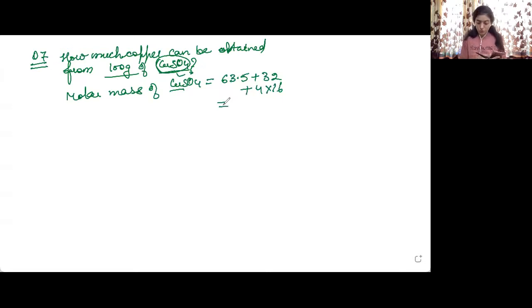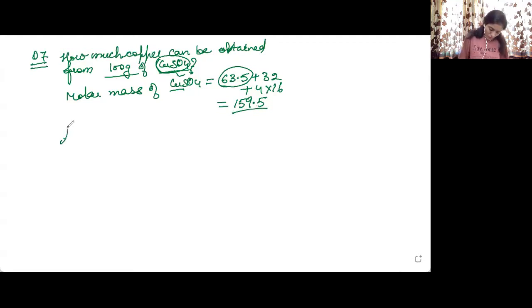It is very important to know the atomic masses. Sometimes you are given in the question, but mostly it will not be given. So you need to know what are the atomic masses of the various elements. It comes out to be equal to 159.5. So the molar mass of copper sulfate is 159.5. Okay. So now in this 159.5, how much copper is there? 63.5. So this means from 159.5, we can obtain 63.5 gram of copper. This means out of 100 gram, how much we can obtain? We can calculate. Simple as that.